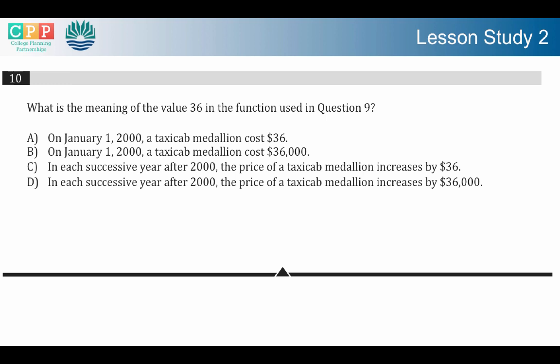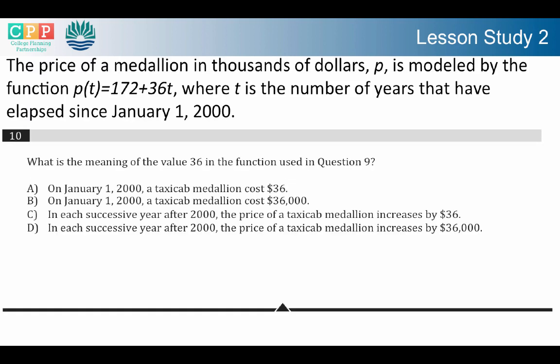For 10, what was the meaning of the value of 36 in the function in question 9? So let's look back at question 9, just that sentence there. The price of the medallion in thousands of dollars P is modeled by this function P of T, 172 plus 36T, where T is the number of years that have elapsed since January 1st, 2000. So that 36 stands for the slope. It's the slope of the line.